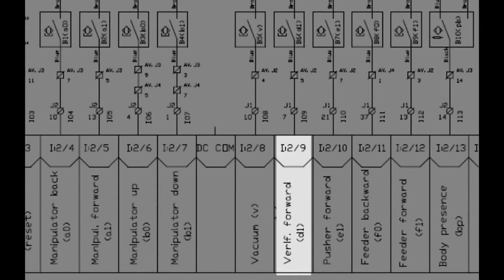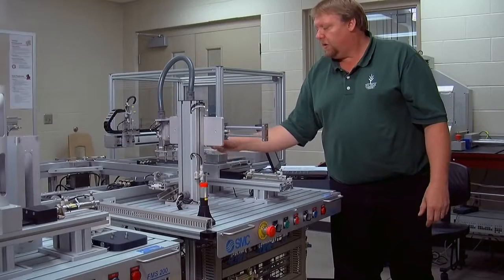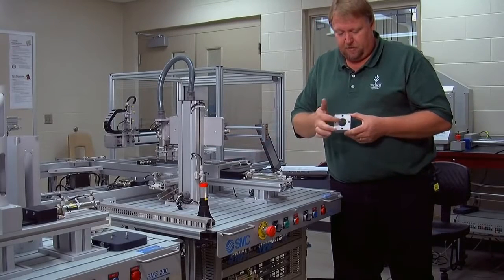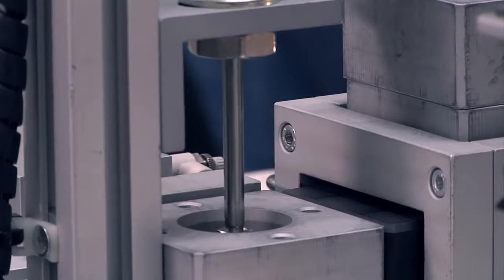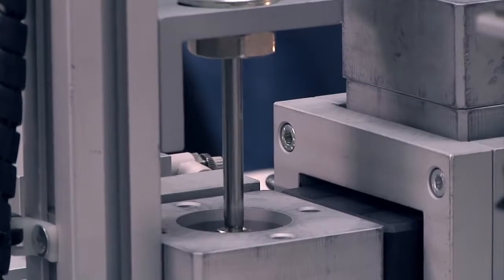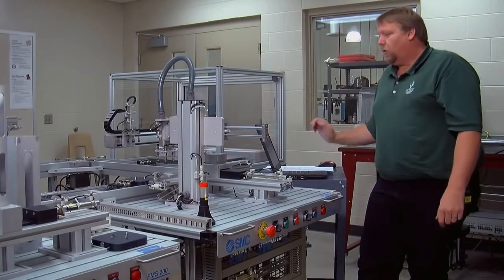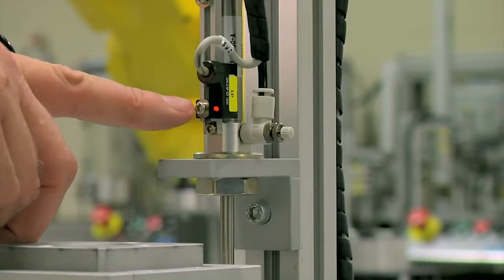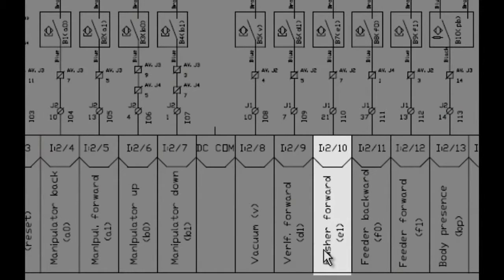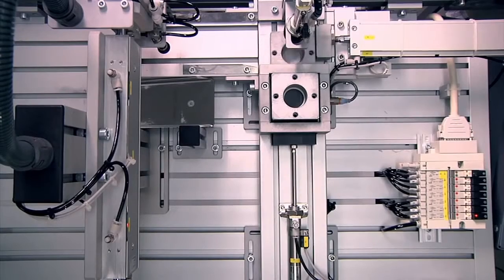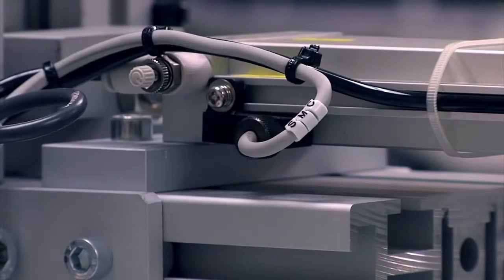And for the last four or five on here, we have verify forward. This is a verification cylinder, and it checks for bodies that either have the correct orientation or the incorrect orientation, so it will only fit in there one way. That is verify forward, and that is I:29. And the sensor for that is right here on the side. The next one is I:210, which is the pusher forward. And right here is the signal for that.